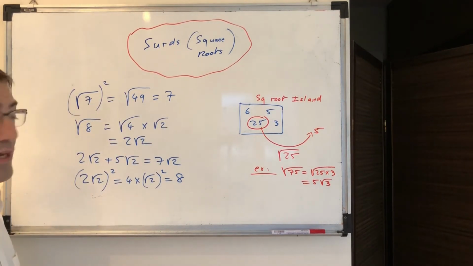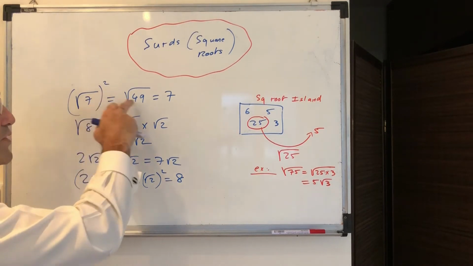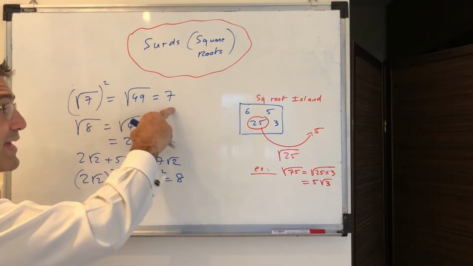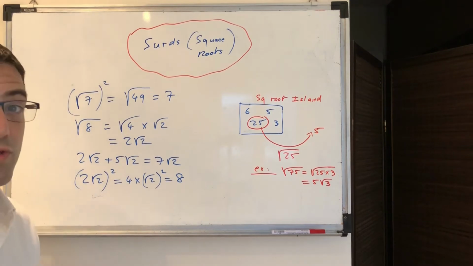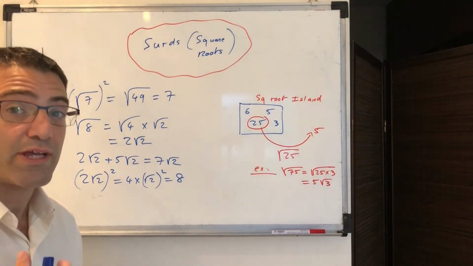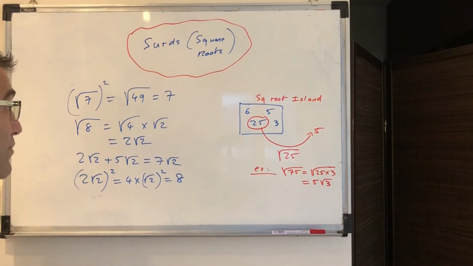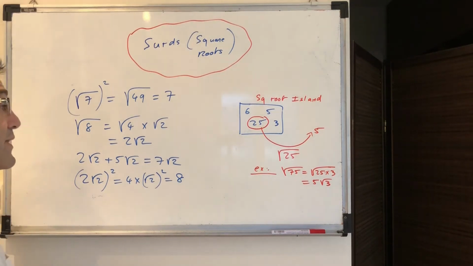You can think about it logically. If you do 7 squared, which is 49, and you square root it again, you get 7. So square root and squared cancel each other out. They're inverse operators of each other, or inverse functions of each other, if you like.